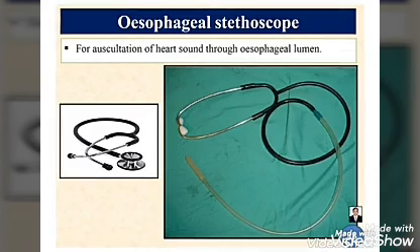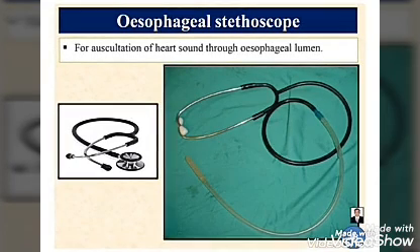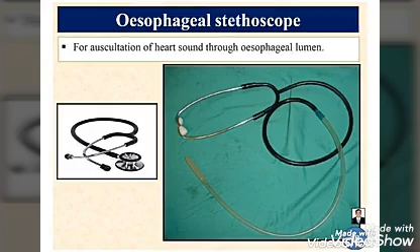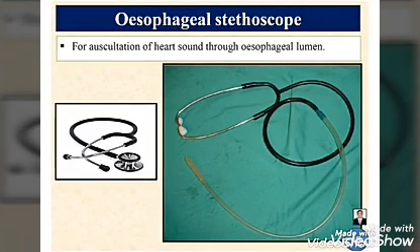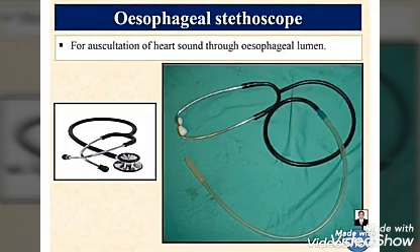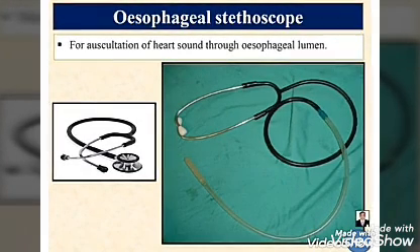This is the esophageal stethoscope. It is a special type of instrument used for auscultation of the heart through the esophageal lumen. But a normal stethoscope is also useful for auscultation of the lung and heart, by putting it on the thorax region.